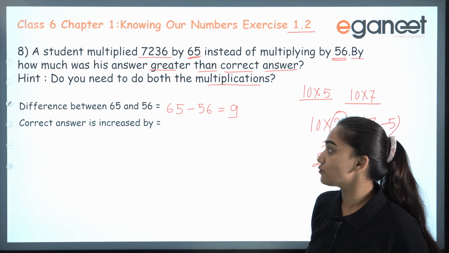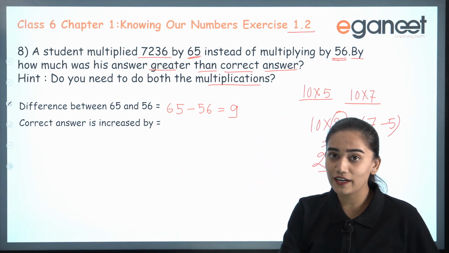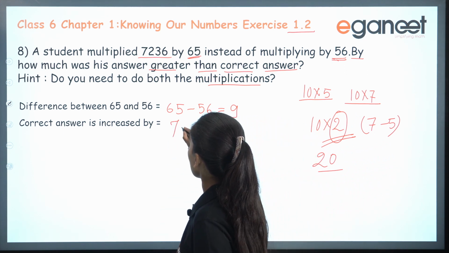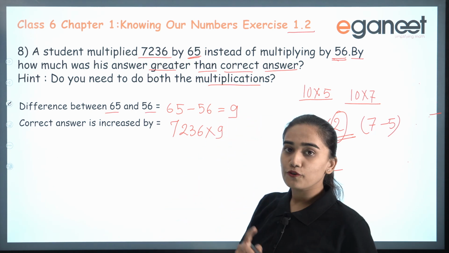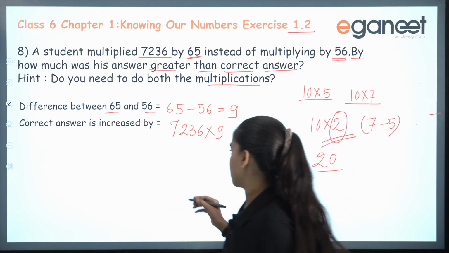Now we need to find the correct answer increased by what figure, what number? So let us find that. We need to multiply 7236 by 9. For your ease, let us multiply the two numbers vertically.